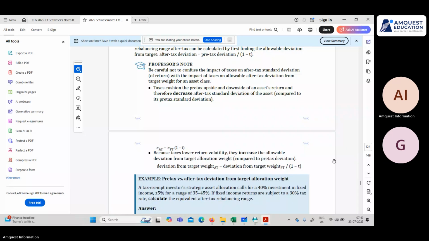and 43.5. Tax exempt investor asset allocation calls for 40% investment in fixed income, plus or minus 5%, for a range of 35 to 45. Okay. If the fixed income returns are subject to a 30% tax rate, what would that be equivalent to after tax?